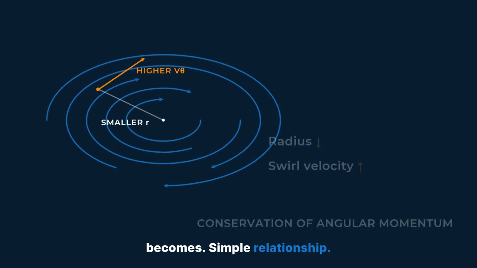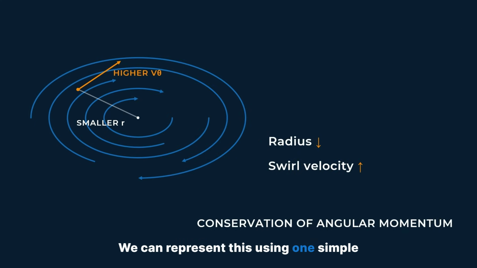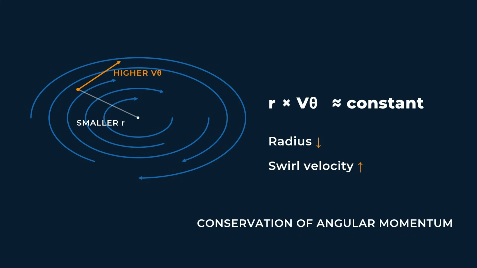We can represent this using one simple relationship. Radius multiplied by tangential velocity remains approximately constant in the ideal free vortex model. So if the radius decreases, the tangential velocity has to increase. You don't need a long mathematical derivation to understand the main idea. Just remember, radius down, swirl velocity up. This behavior comes from conservation of angular momentum.